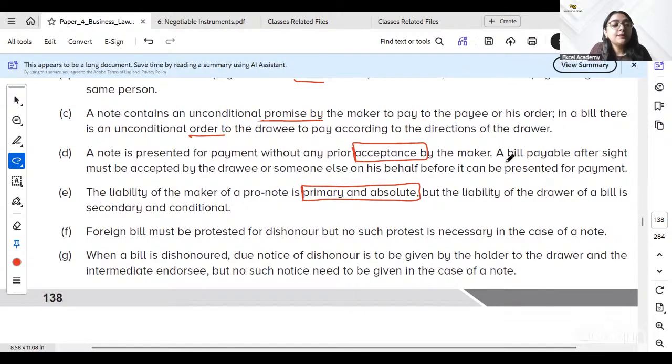So the drawee's liability is primary and absolute. The foreign bill must be protested for dishonor, but no such protest is necessary in case of a note. Then when a bill is dishonored, due notice of dishonor is to be given by the holder to the drawer and the intermediate endorsee, but no such notice should be given in case of a note.